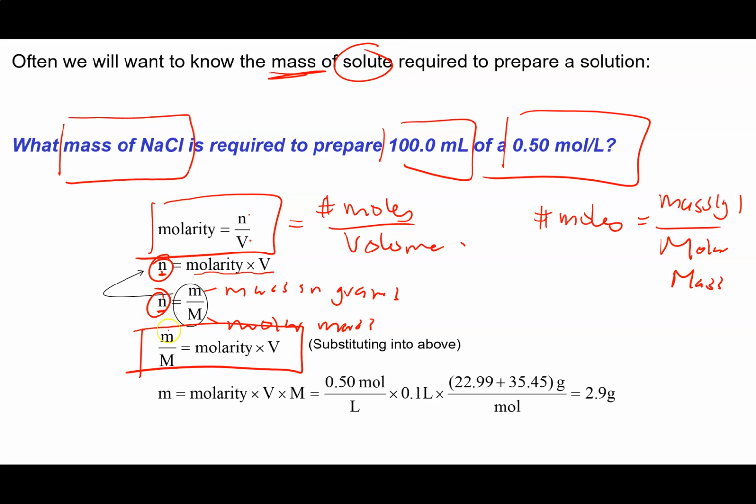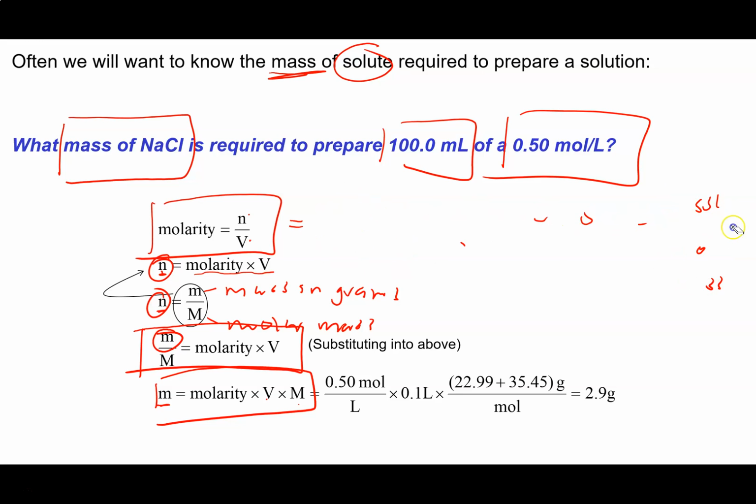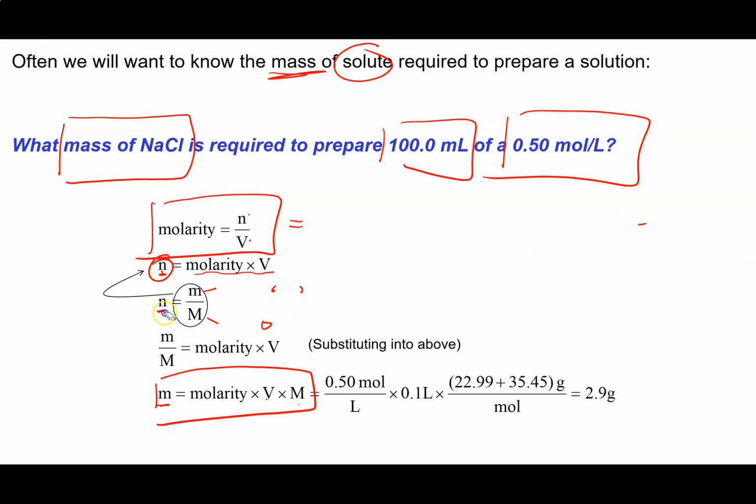And now what you can see is that I can reorganize and get an expression for the mass in grams of my solute. So the mass in grams of my solute, here's our little formula, is just equal to the molarity of the solution that I'm making, times the volume of the solution that I'm making, multiplied by the molar mass of my solute. So this is a super easy thing to answer. The mass of solute required to prepare a solution is just equal to the molarity of the solution times the volume of the solution times the molar mass of the solute.